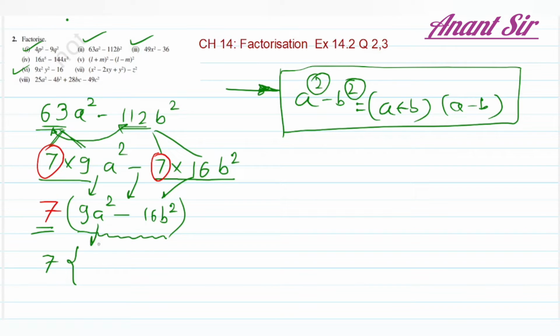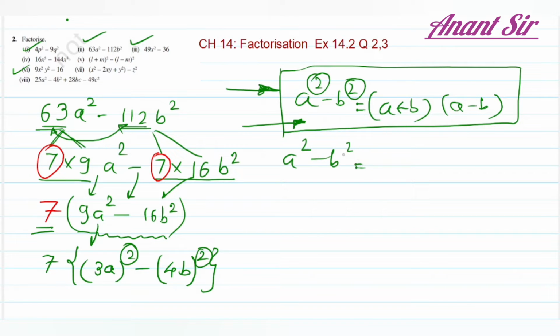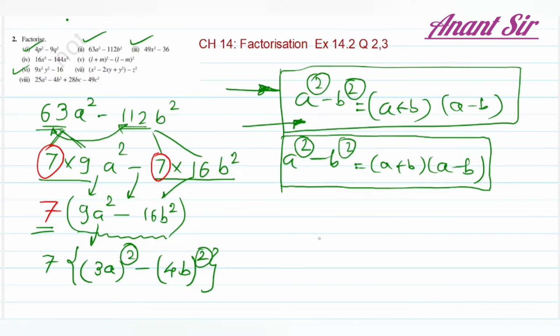Now you know that 9 is a square of 3, a square is a square of a, 16 is a square of 4, and b square is a square of b. So you can write 9a square minus 16b square as (3a) square minus (4b) square. Now I can use this formula. When do we use the formula a square minus b square? Only when there are two terms whose squares are there and there is a negative between them. At that time we write those terms with a positive sign in one bracket and a negative sign in another bracket.